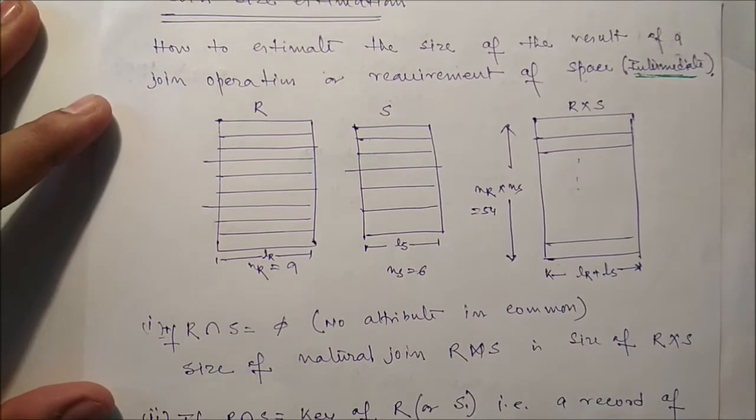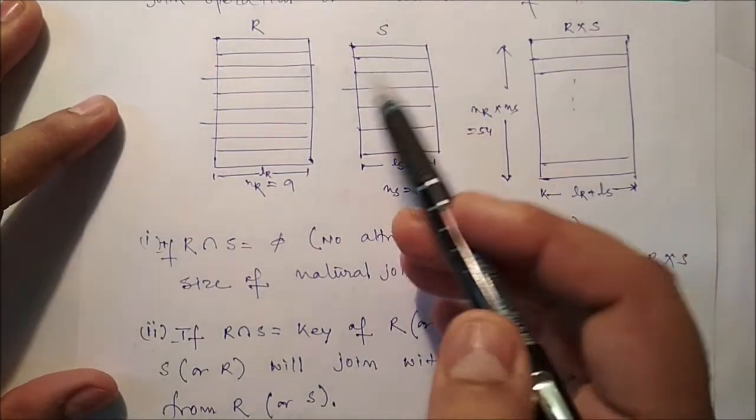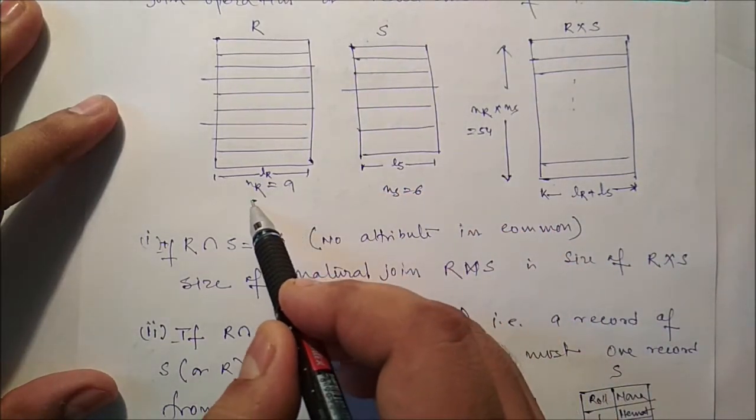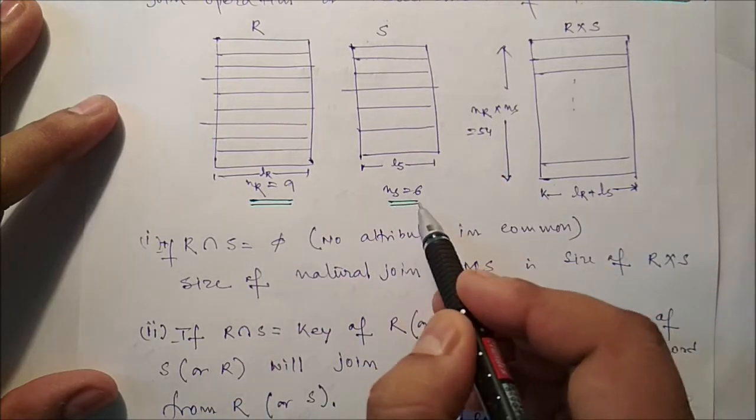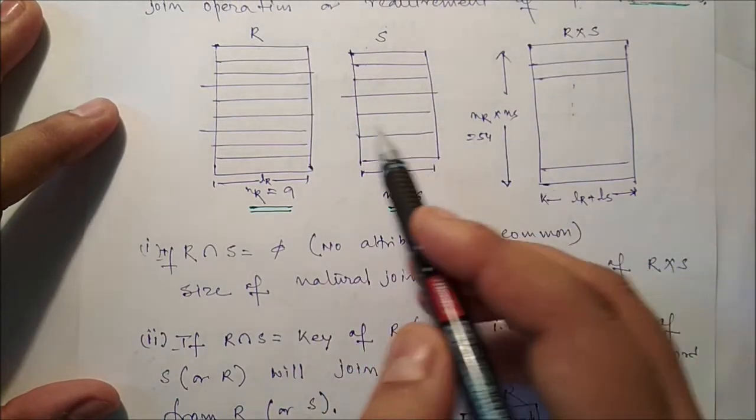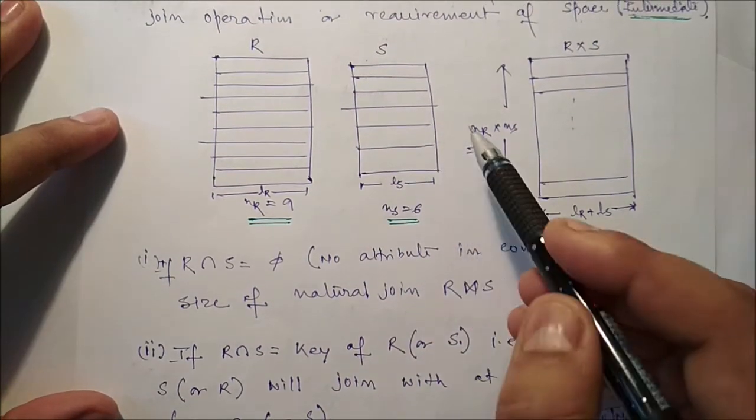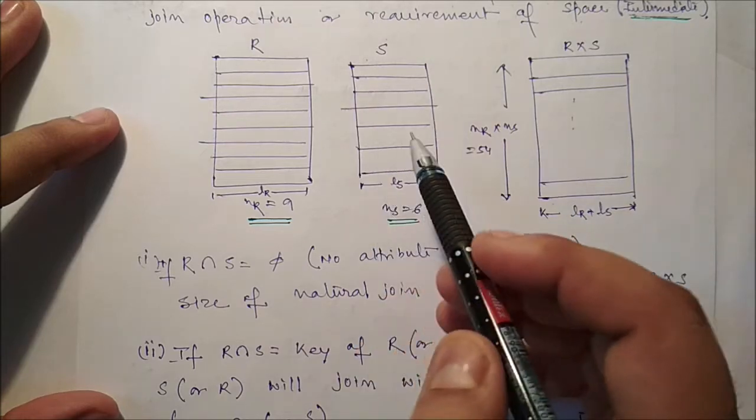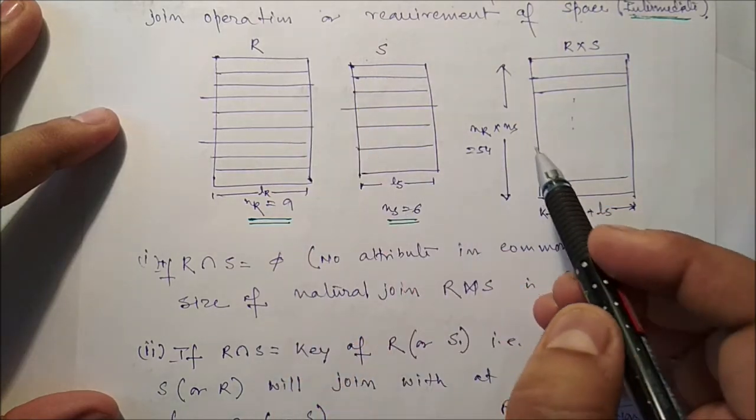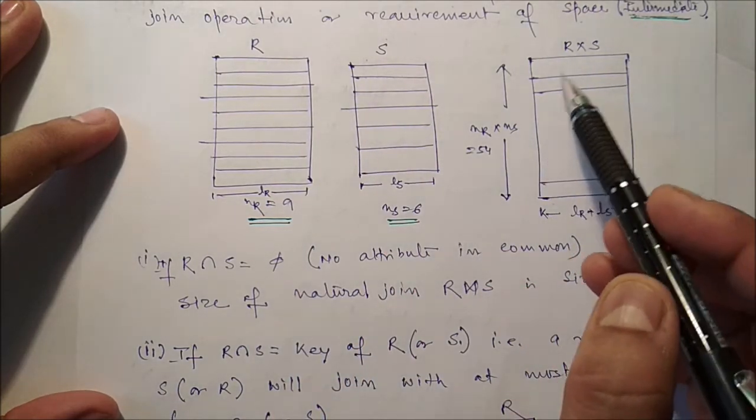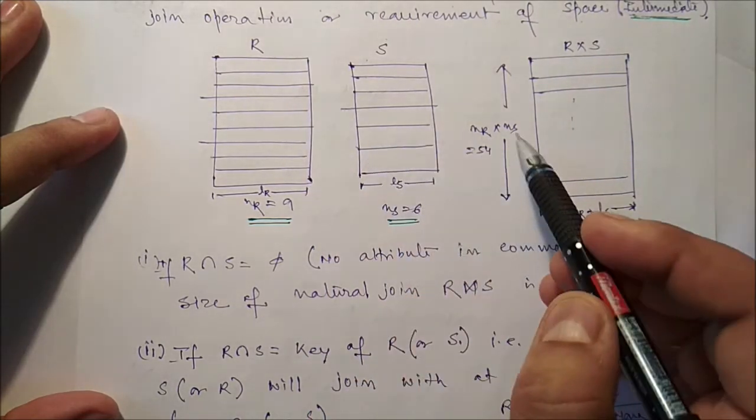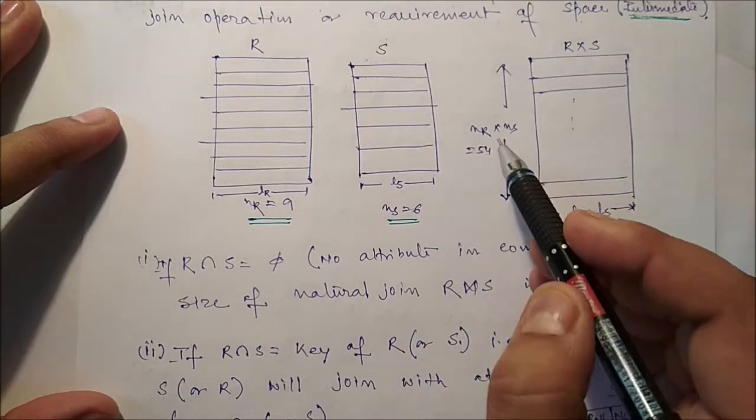So various conditions are there. We'll see one by one. Now before that, we can see two tables are there, R and S. Suppose nr is equal to n, n number of records are there, and here 6 number of records are there. If you want to merge these two tables R and S, joining two tables means first apply Cartesian product between R and S. After that we have to use the selection condition. If you apply the Cartesian product, the size will be nr into ns.